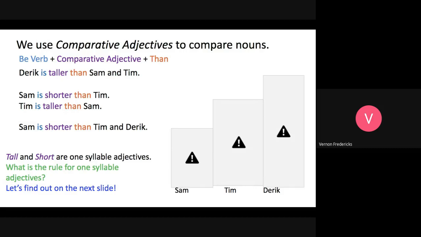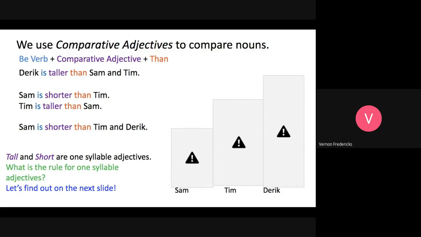What is the writing format for this? How do we write it? First we have to have the be verb, plus the comparative adjective, plus than. To write the comparative, we need to have these three components: the verb be, the comparative adjective, and the word than.